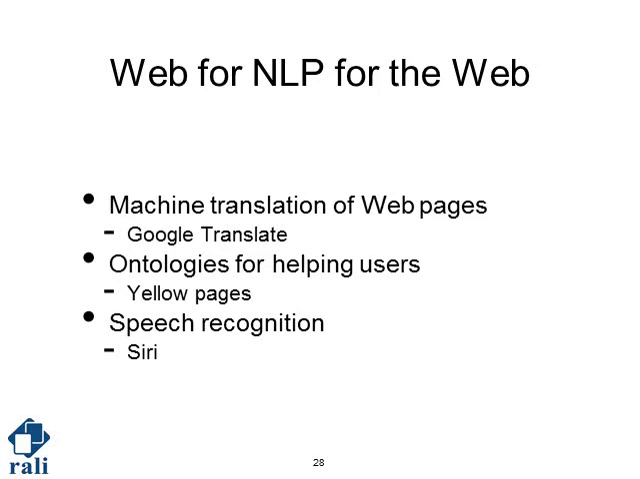So, for NLP for the web, I have given you a rough idea of how machine translation works. Machine translation for web pages uses the information gathered from web pages. Google has to be very smart, because quite often it cannot learn from its own translations, so they must check that. It can also be used for ontologies, for helping users.